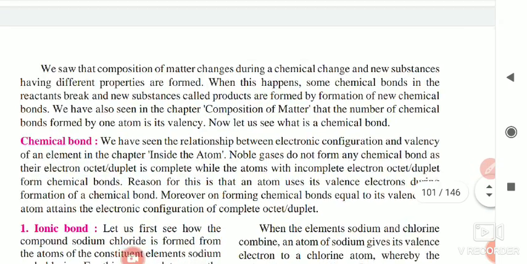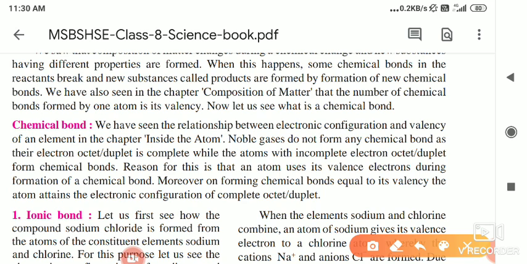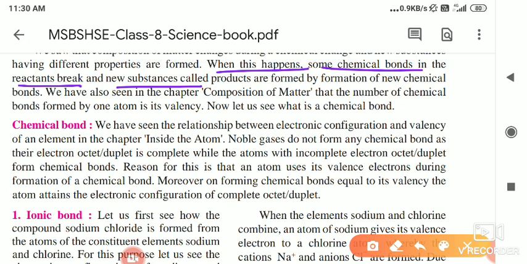Now the next, we saw that the composition of matter changes during a chemical change, and new substances having different properties are formed. When this happens, some chemical bonds in the reactants break and new substances called products are formed by formation of new chemical bonds. We have also seen in the chapter on composition of matter that the number of chemical bonds formed by one atom is its valency.